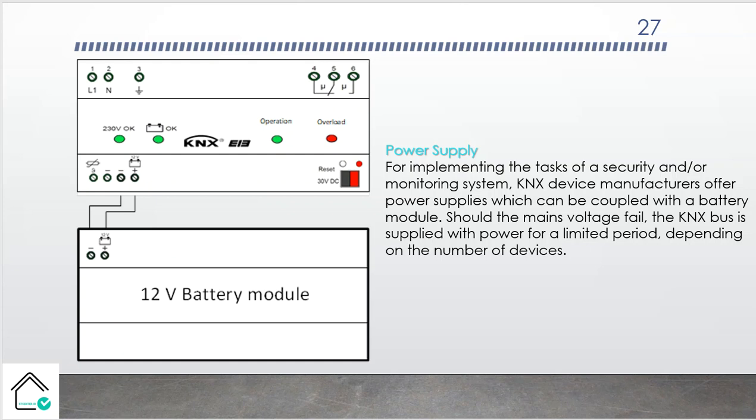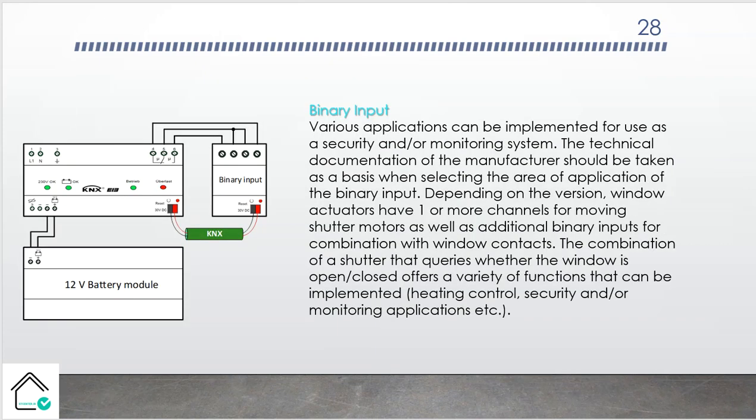So what the book says about implementing the task of security and monitoring systems: KNX device manufacturers offer power supplies which can be coupled with a battery module. Should the main voltage fail, the KNX bus is supplied with power for a limited period, depending on the number of devices. The next thing is binary input.